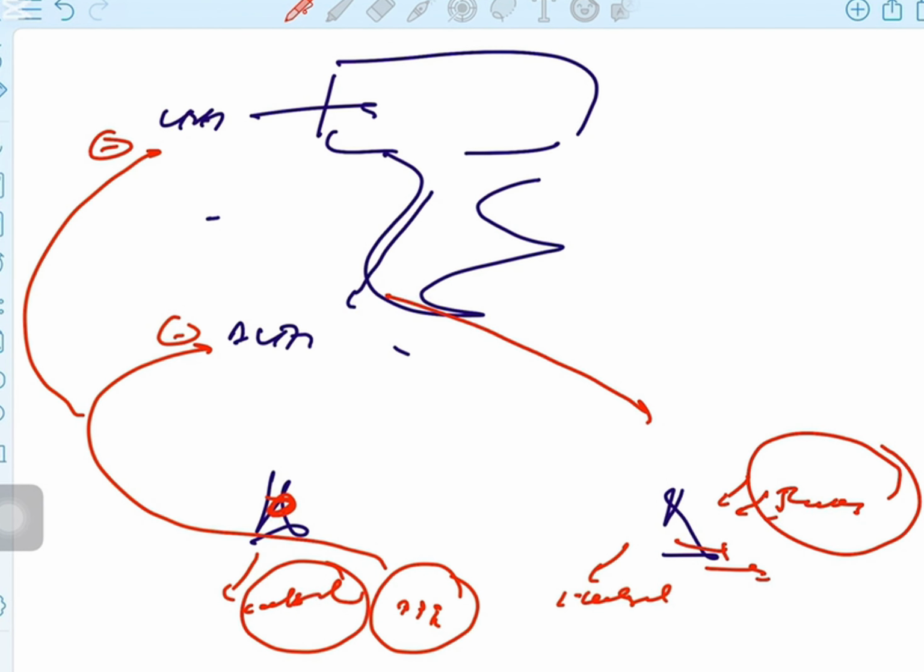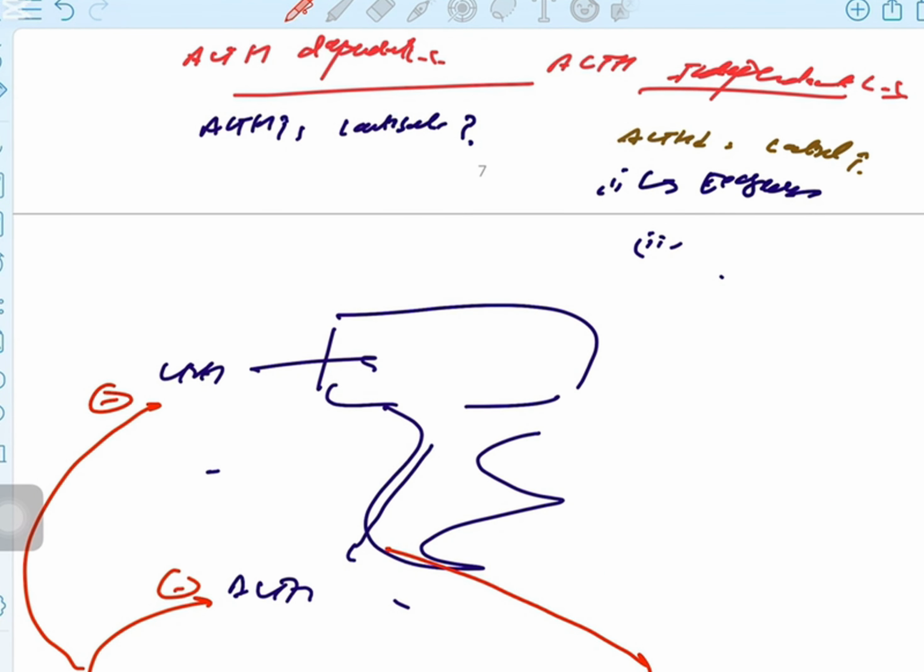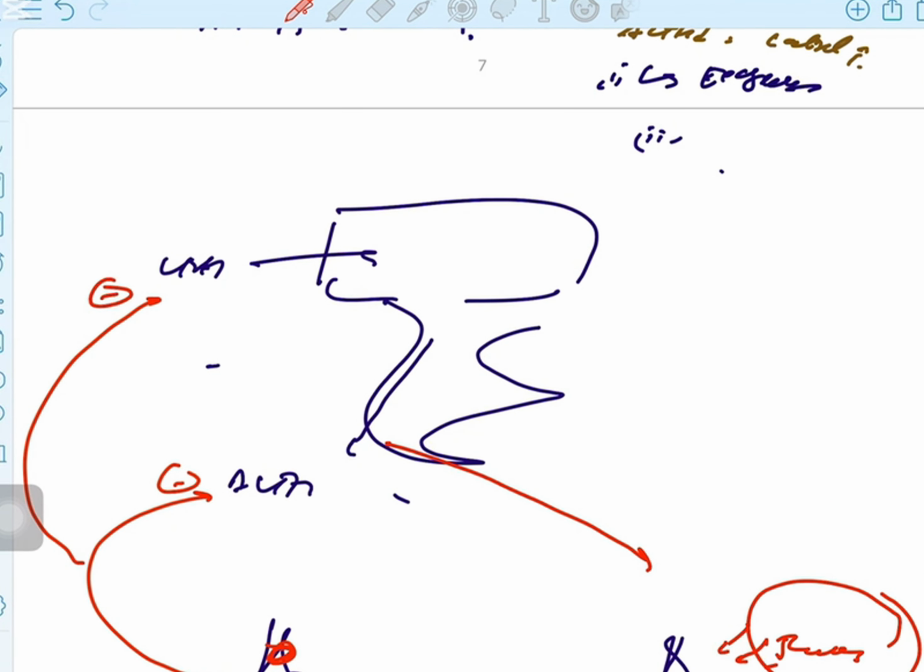Okay, guys. Now we are going to discuss in a little more detail. Now, ACTH independent Cushing syndrome. It means that in the lab values we will see low ACTH and high cortisol, and the second cause is an adrenal tumor. Okay, this is also clear.